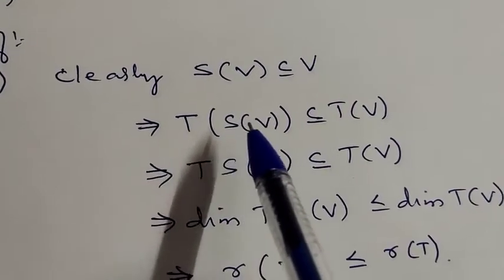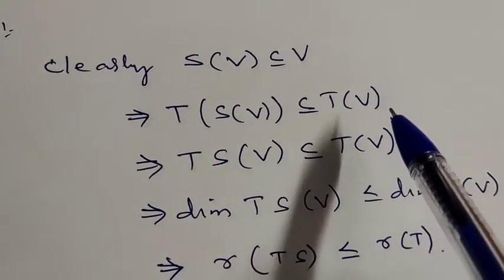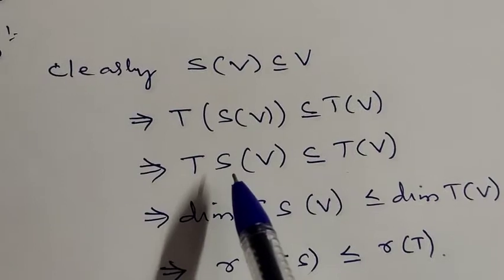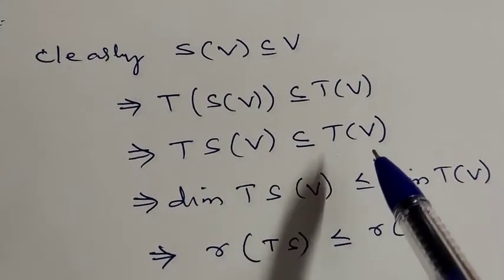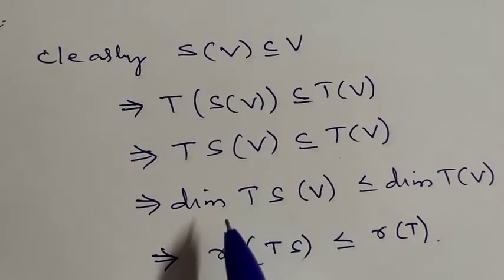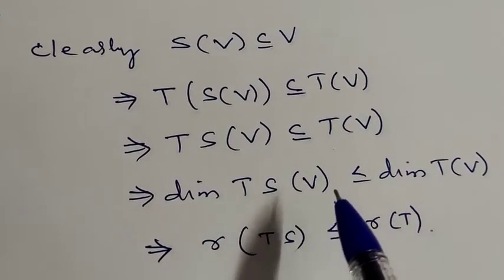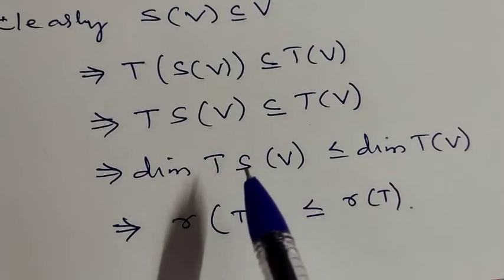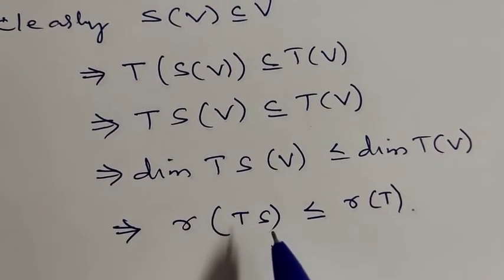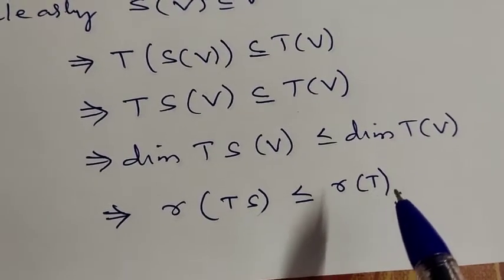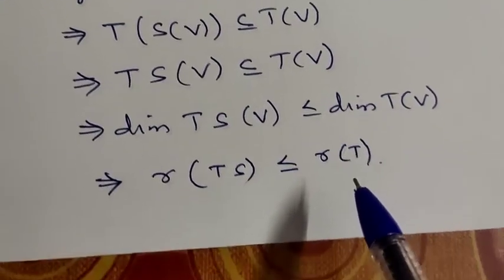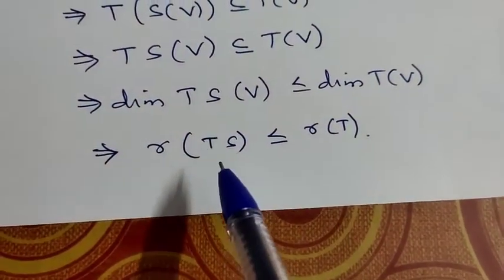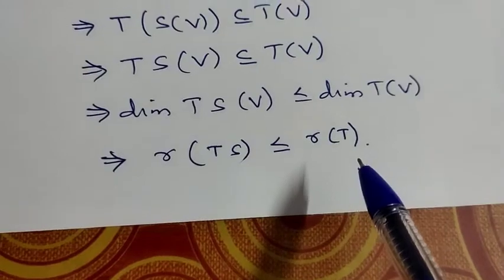T of S of V is contained in T of V. This can be written as T into S of V is contained in T of V. This implies dimension of T into S of V is certainly less than or equal to dimension of T of V. Dimension of T into S of V means rank of T into S is less than or equal to rank of T. Okay, so we have proved the first result. Rank of T into S is less than or equal to rank of T.